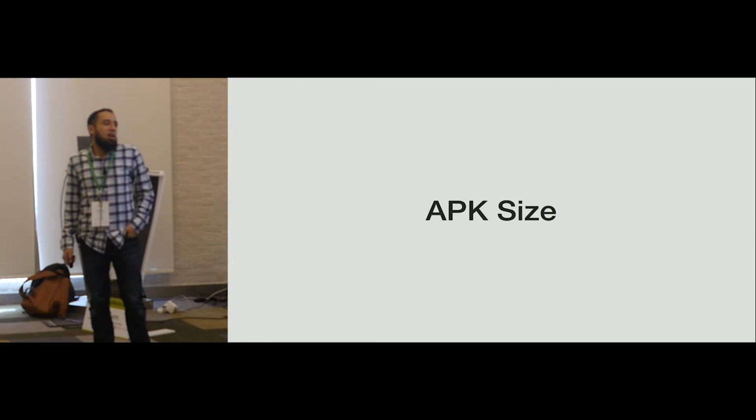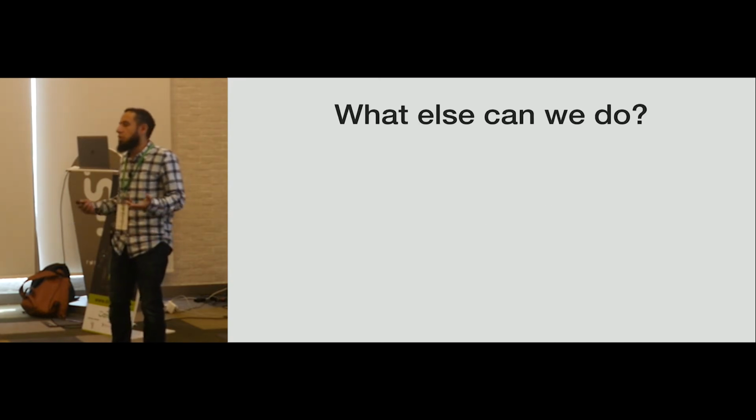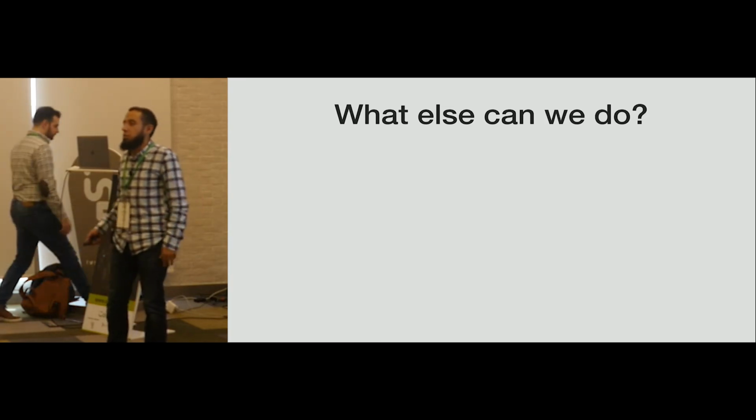So one last one is APK size. For example, let's say I'm working on a new feature, I have an image, and then I notice that the APK size suddenly increases by 5 megs. That probably means that I didn't do image compression on the images properly, or something is wrong with the image that I'm using, because one single image should not increase the APK size by 5 megs.